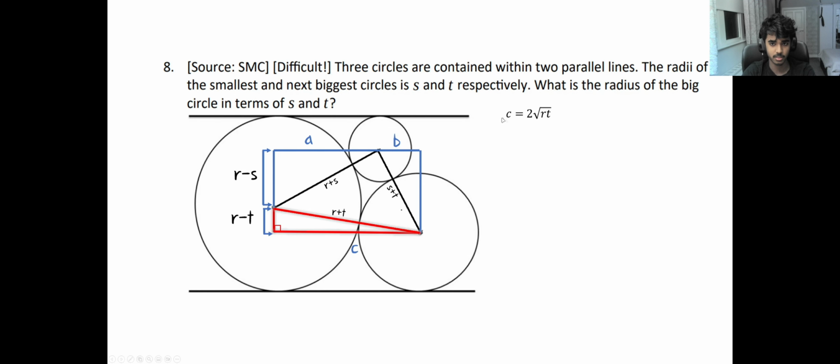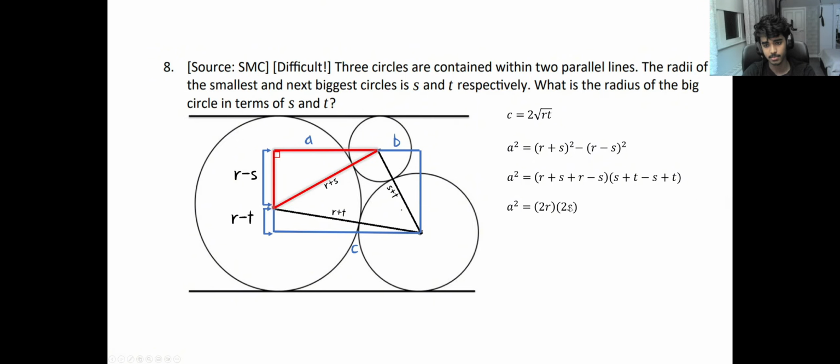So I'm just going to store this value here for now, and let's focus on this next triangle. We do a really similar process to this, and we rearrange Pythagoras to make a squared the subject. We use difference of squares to rewrite the expression. We combine the like terms, and we get that a squared is 4 times rs, and we square root both sides to get a equals 2 root rs. I'm just going to store this value here.